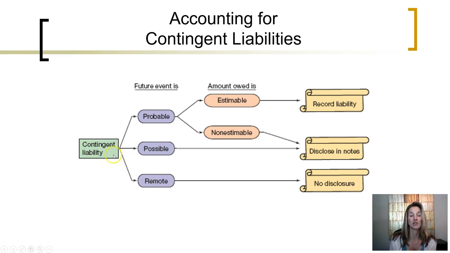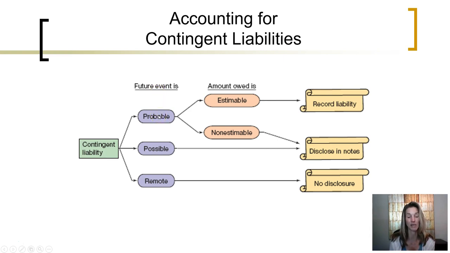If the contingent liability is probable, in other words, the future event, the lawsuit being brought against the company, is probable, and the amount that will be owed can be reasonably estimated, the company needs to record a liability for that contingent liability.